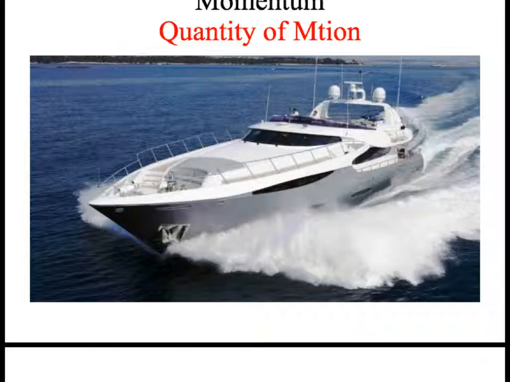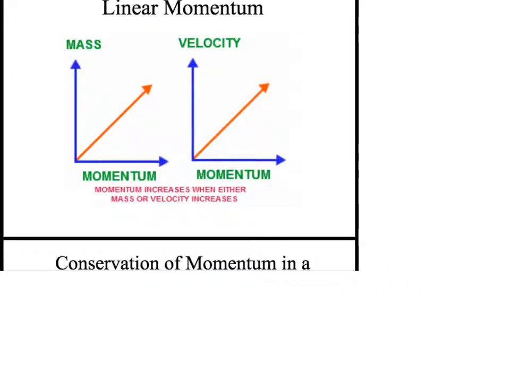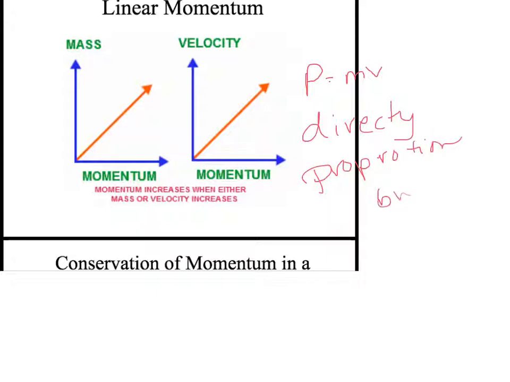Okay, momentum is the quantity of motion, so we can determine the momentum, how much motion is taking place with this boat, by multiplying its mass times its velocity. You can see from these two diagrams, or hopefully you can, momentum, remember, is mass times velocity. So it is directly related. It's a direct proportion, or direct relationship, between mass and velocity. As velocity increases, so does momentum. As momentum increases, so does mass. So they are directly related.